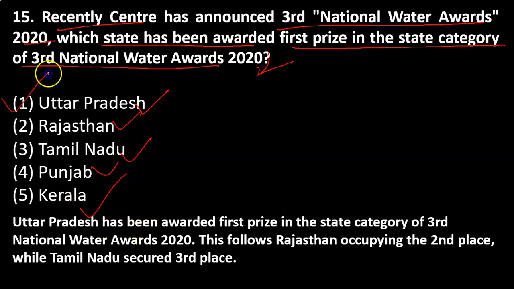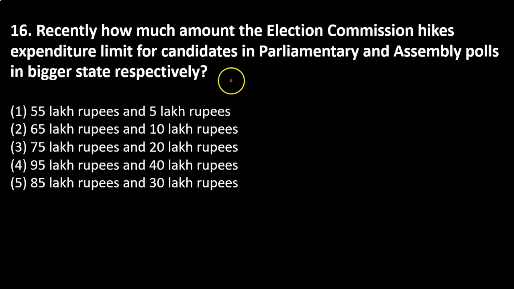So first of all, its answer is Uttar Pradesh, and Uttar Pradesh has been awarded first prize in the state category of the third National Water Award 2020, followed by Rajasthan and Tamil Nadu. It means Rajasthan is at second position and Tamil Nadu is at third position.